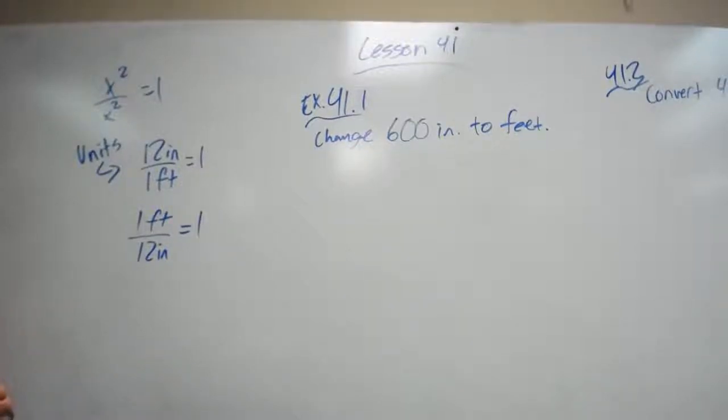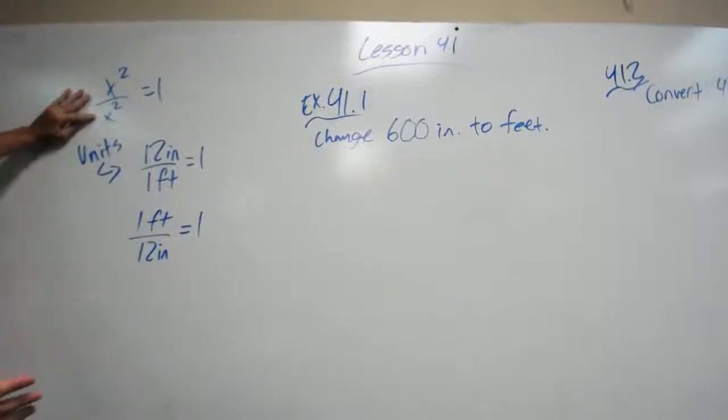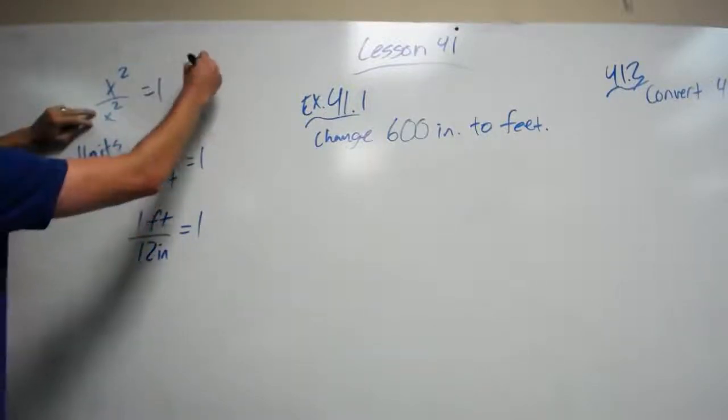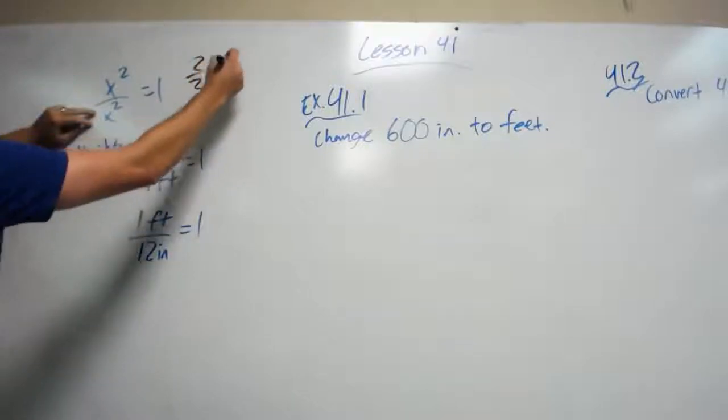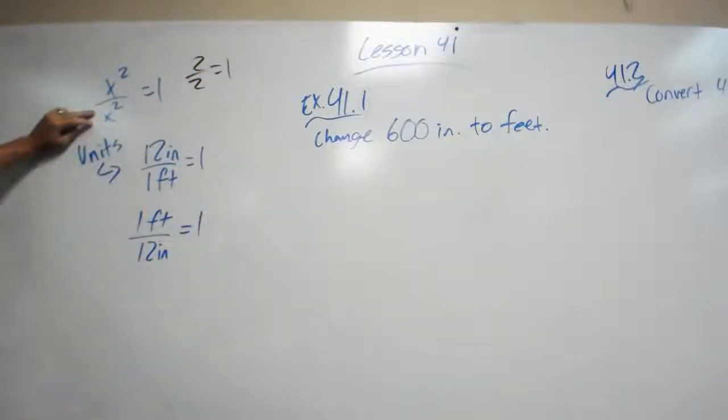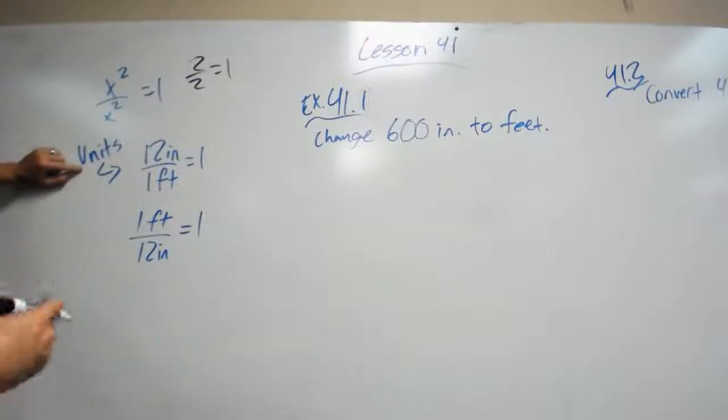Here in lesson 41, we're going to look at unit multipliers and conversions. We've had anything divided by itself is 1. X squared over x squared equals 1. 2 over 2 equals 1, so on and so forth for all those. Let's talk about units though. Units refers to inches, feet, miles, things like that.